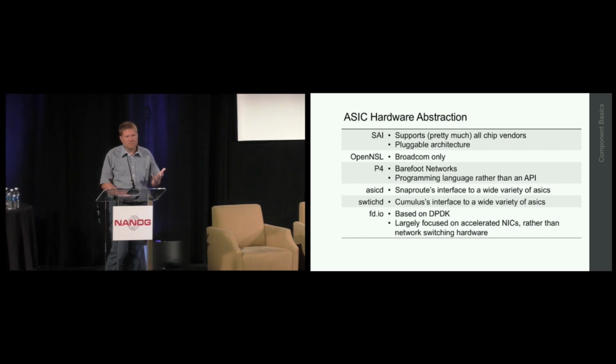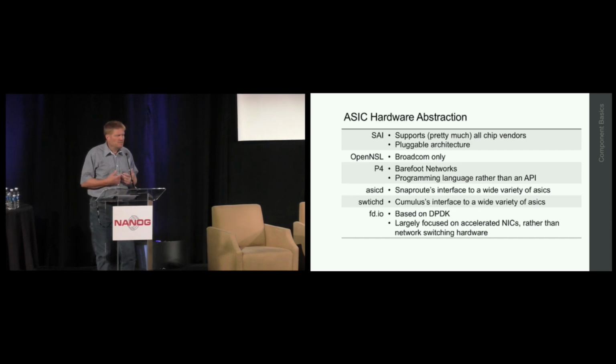OpenNSL is a Broadcom-only hardware abstraction layer. What OpenNSL basically is, is a gloss or a thunk layer sitting on top of Broadcom's API. And as people ask Broadcom for more features, they decide whether they're going to include it in OpenNSL or not. P4 is slightly different. It's a Barefoot Networks version of an ASIC or hardware abstraction layer, a HAL. What's interesting about P4 is it's actually a programming language. So you run an API and you run an entire development environment that can program the chipset.